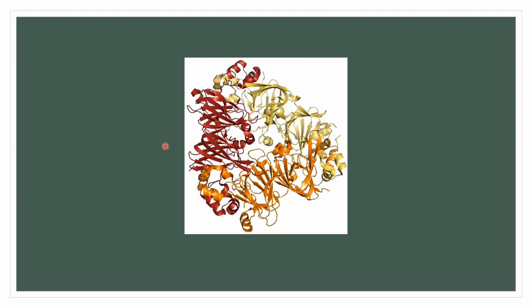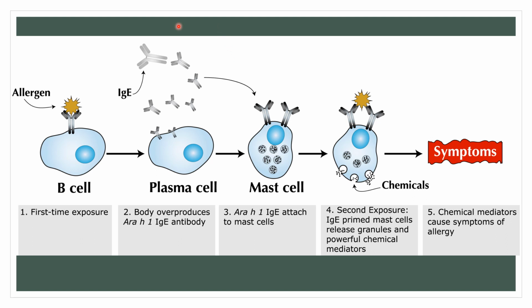The ARA-H1 protein is an important allergen and is recognized by 90% of peanut-sensitive persons. This figure shows the illustration of the major peanut allergen ARA-H1. So this picture represents the trimeric form of the protein. The next figure will illustrate the allergic reactions, or the cellular mechanisms, that are involved in the development of the peanut allergy.